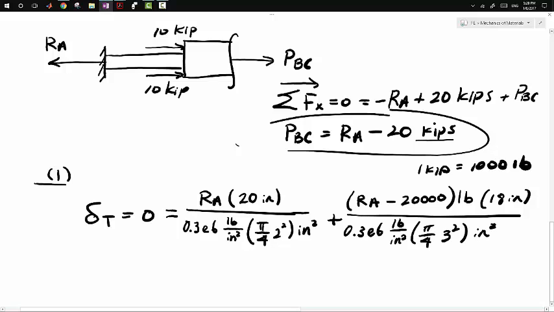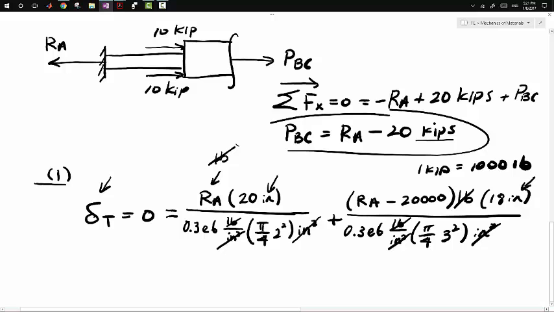So now I wrote all these units down just so I can show you that my units will match up. So the inch squared will cancel out. This RA is in pounds, so the pounds will cancel out, and we're left with inches. So that's consistent with our units of deformation, which is unit of length. So this inch squared will cancel out, these pounds will cancel out, and we're again left with inches.